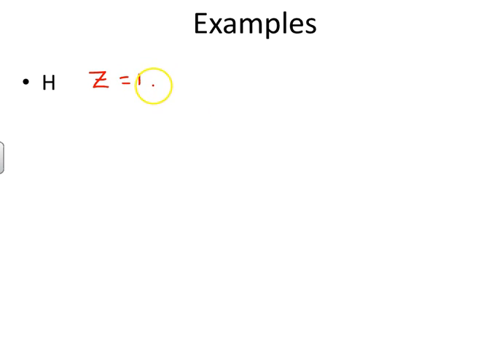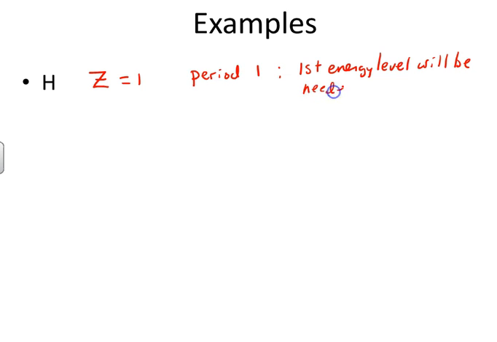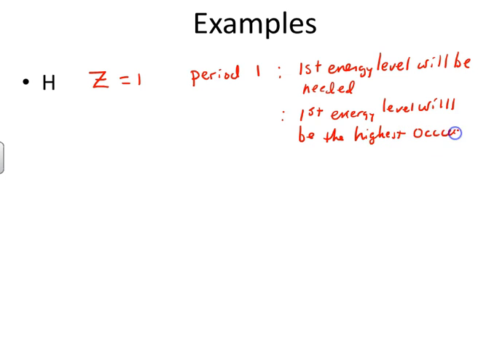Now, we also can look at hydrogen's location on the periodic table. If you have a periodic table out, you will find that hydrogen is on period 1 of the periodic table. The period on the periodic table means that the first energy level will be needed. We can also say that the first energy level will be the highest occupied energy level. And of course, the period number is actually the principal quantum number.